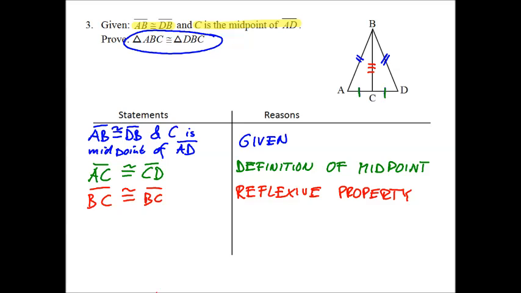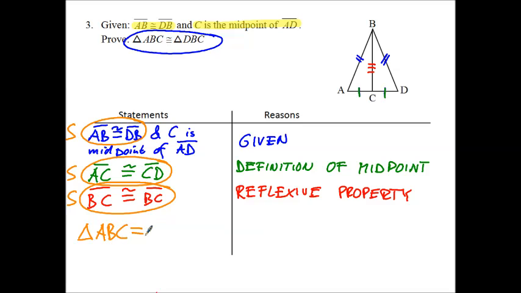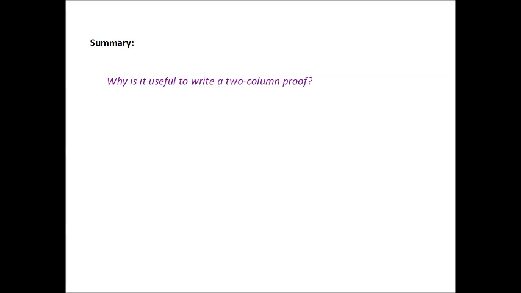So let's see what we have. We have segments AB and DB that are congruent, so we have one pair of sides that are congruent. AC and CD are congruent, another pair of sides that's congruent, and BC is congruent to itself, and that's our third pair of sides that are congruent. So now we can prove that triangle ABC is congruent to triangle DBC based on the side congruence postulate.